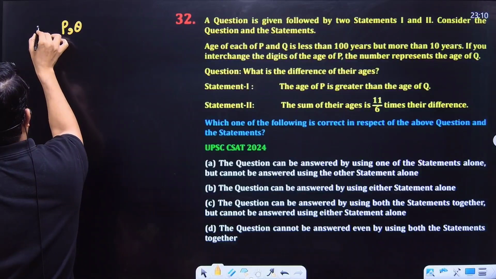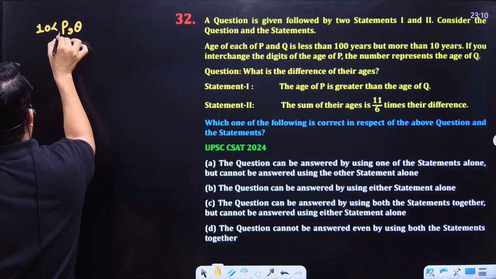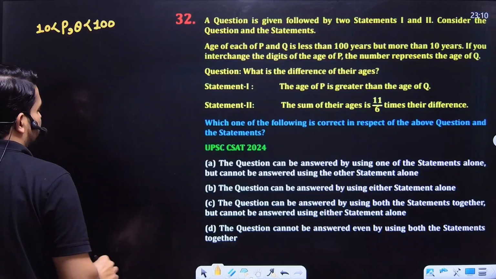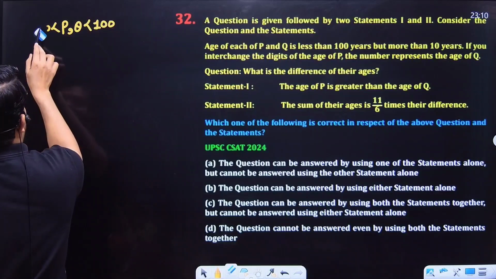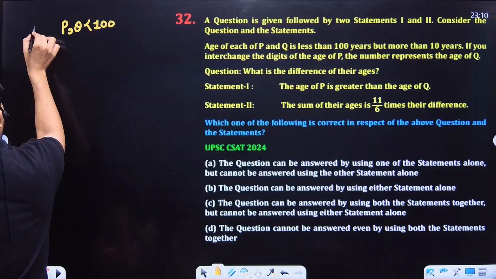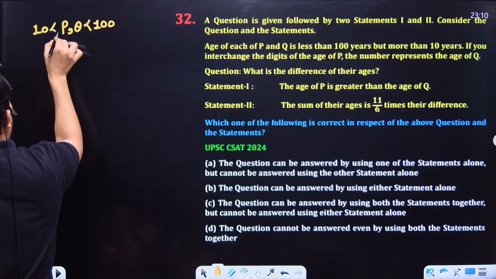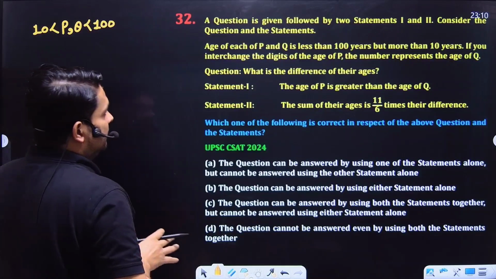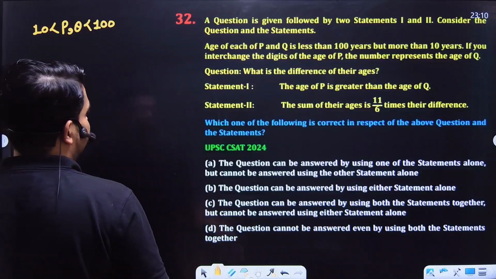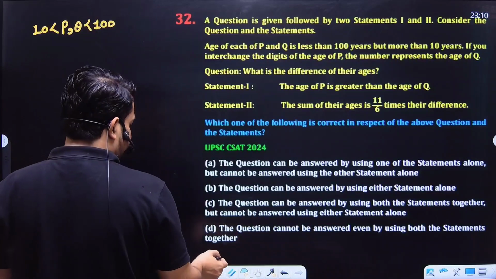Their ages are greater than 10 and less than 100. If you interchange the digits of the age of P, the number represents the age of Q.